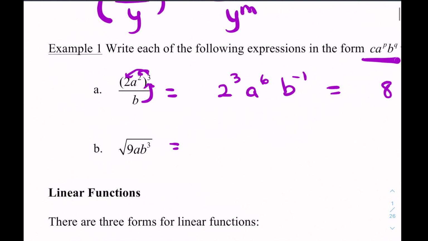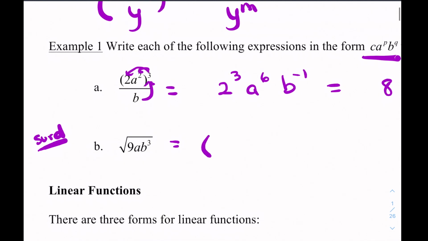If we have something under a radical, the fancy word for a radical is a surd, S-U-R-D, surd. This means instead of using roots, we can talk about surds. Regardless, this is the same thing as writing 9ab cubed to the 1/2 power. If this was the third root, we would write 1/3. If it was the fourth root, we would write 1/4. You get the picture. Radicals, or surds, are just fractional exponents.